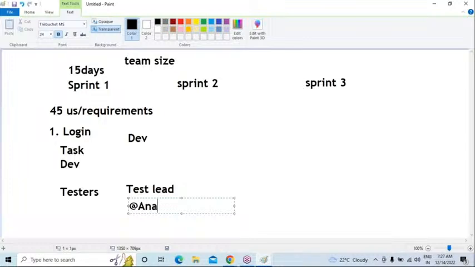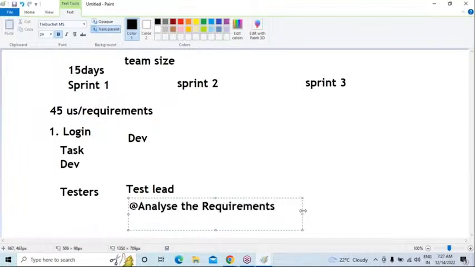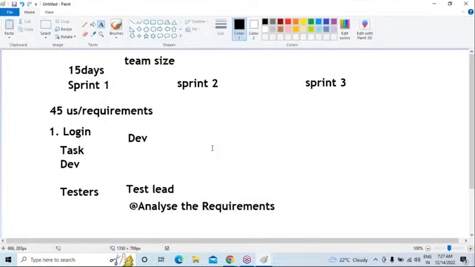The first task is to analyze the requirements. So why do we need to analyze it here? Because as a tester, we need to completely understand the project or the functionality. Without understanding the functionality, we cannot perform the testing. So that is the reason. We have to focus on that.